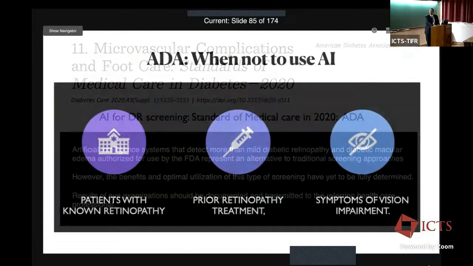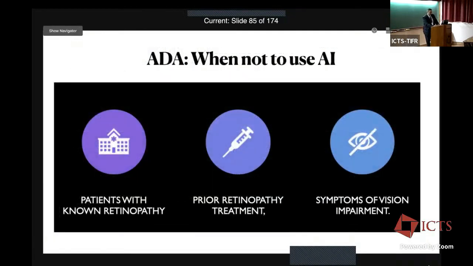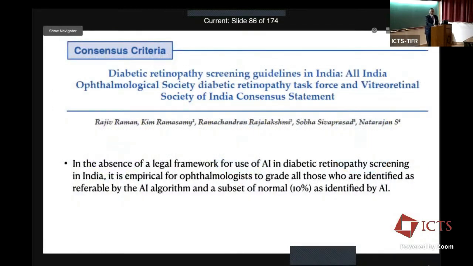They also went ahead telling when not to use AI. If a person already has diabetic retinopathy, it needs an in-person evaluation; AI screening should not be done. If he has already had prior retinopathy treatment, or if there are symptoms of visual impairment, these are the people for whom you should not do only an AI screening. In-person evaluation by an ophthalmologist is needed. Even the All India Ophthalmological Society, AIOS, guideline now includes AI for diabetic retinopathy screening.